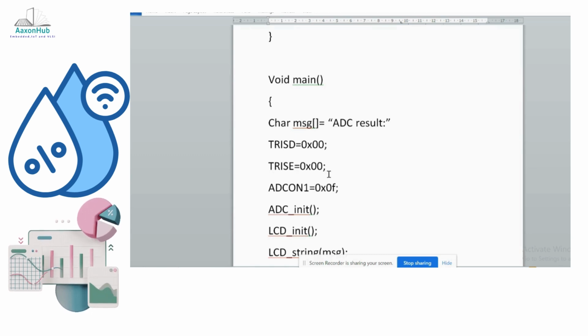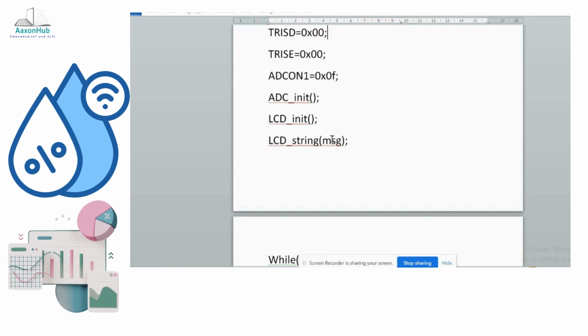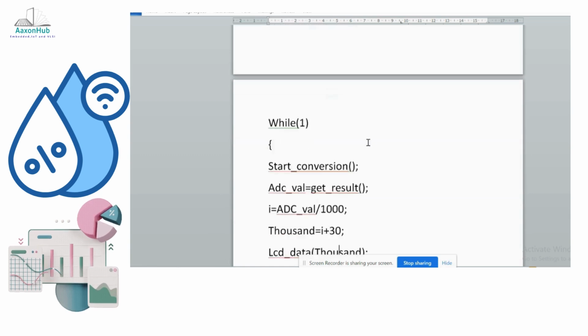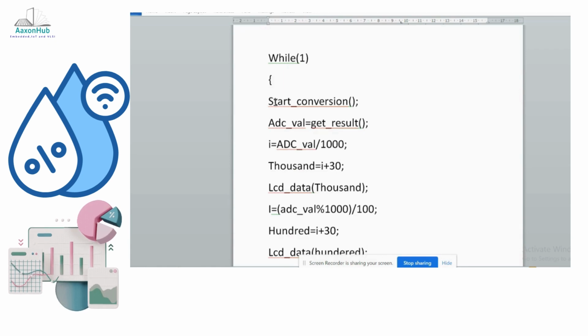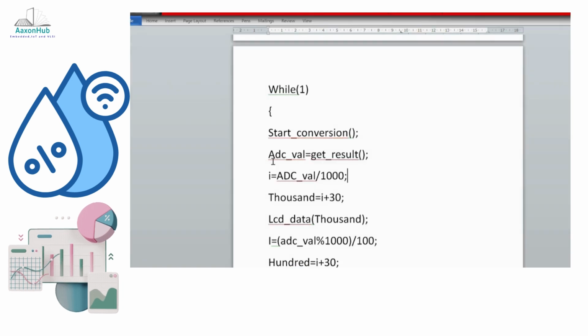So I haven't mentioned it. After the LCD initialization, we need to start our conversion. With the help of start conversion, we will initiate the ADC conversion. Now this is placed in a while loop, as we want to continuously monitor this conversion. We call the functions start conversion and get result, and whatever result there is will be stored in the ADC value variable.